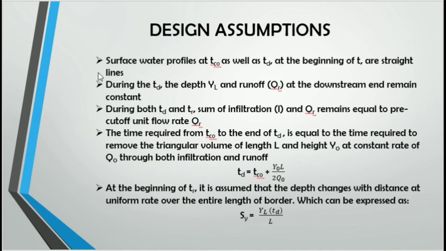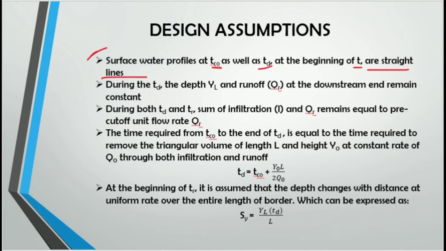And next, we have the border irrigation system design assumptions. These assumptions will give us the formulas or equations we need in order to calculate all the needed requirements for the design that is appropriate for your crop and your field. The first assumption is that surface water profiles at TCO, or time cutoff, as well as TD, or depletion time, at the beginning of T are straight lines.